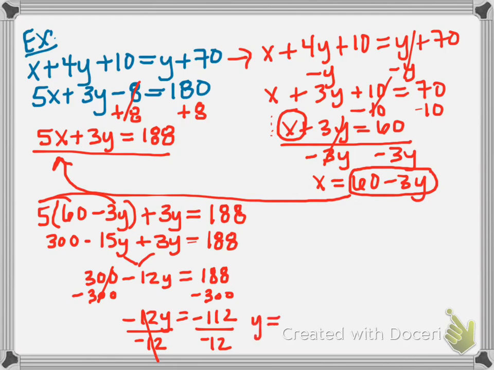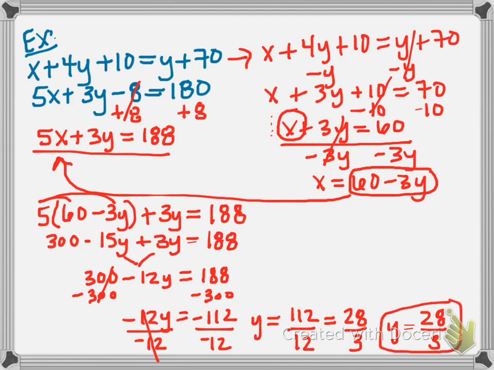So if I do that, you can reduce that. I know I can easily divide by 2. I think I can also divide by 4. So let's see what happens when we divide by 4. We get 28 over 3, and I think that's completely simplified. So y equals 28 thirds. There's my y value.